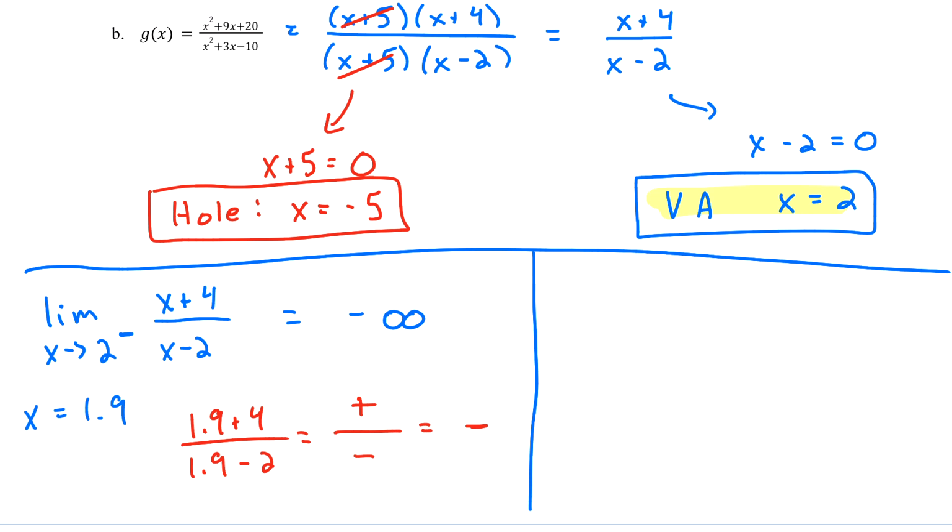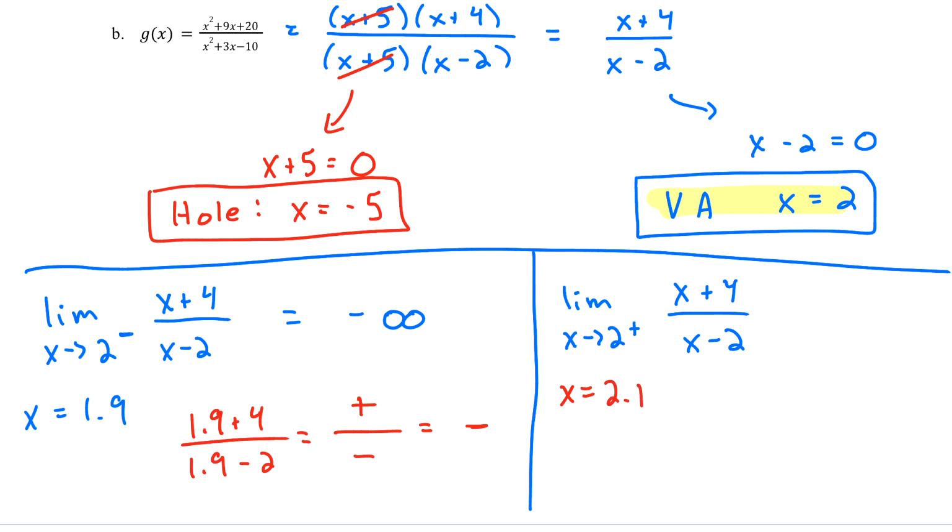For the right-hand side, we'll do something very similar. So we would like to find the limit as x approaches 2 from the right-hand side of x plus 4 over x minus 2. The only thing that's going to change is we're going to take a number this time on the right-hand side of 2. So how about x equals 2.1?